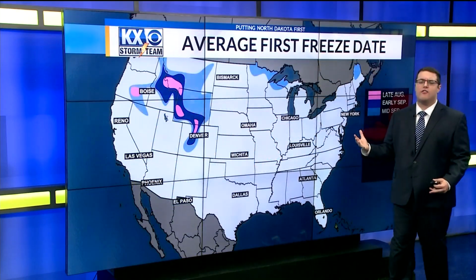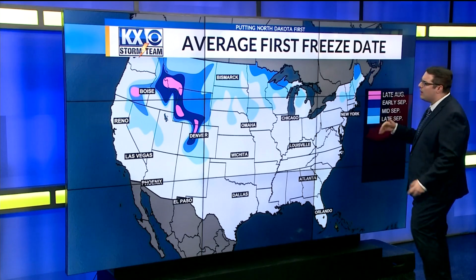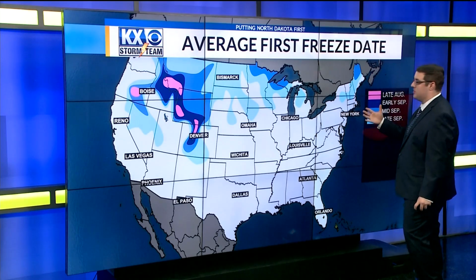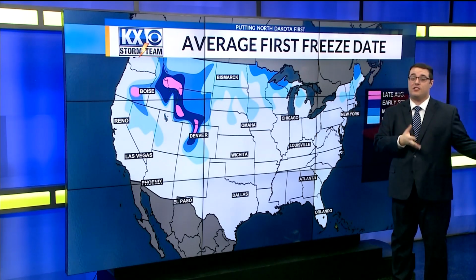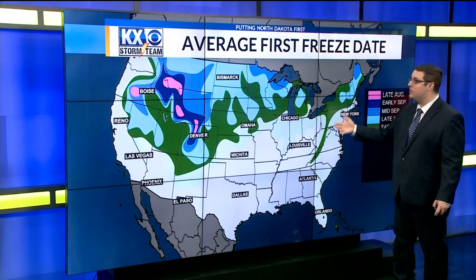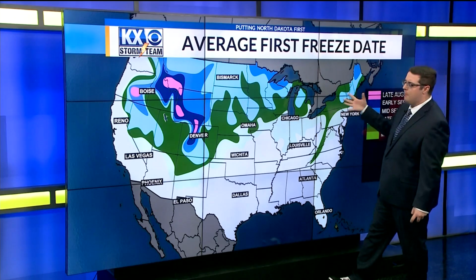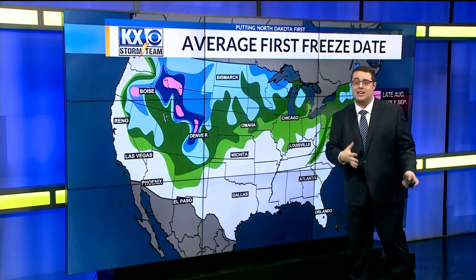So I wanted to take a look at when our first freeze is usually, the average time frame. Well, we're looking at right around mid-September to late September to see our first freeze. So when we look at the forecast for the next couple of weeks, it looks like we're going to be a little bit longer than that. And we talk about some areas out to the east where their first freeze is sort of early October. We might be close to that.